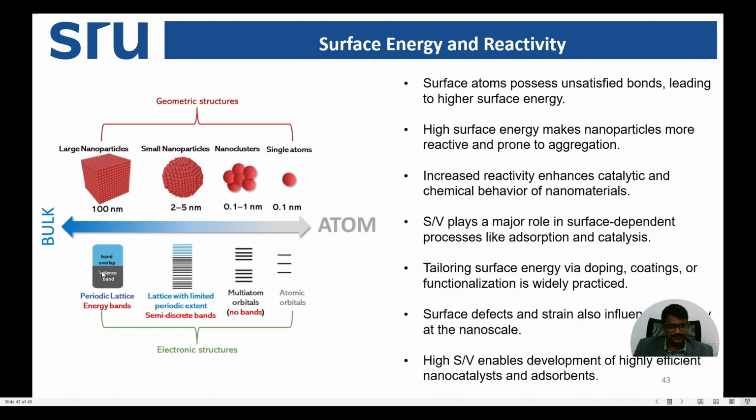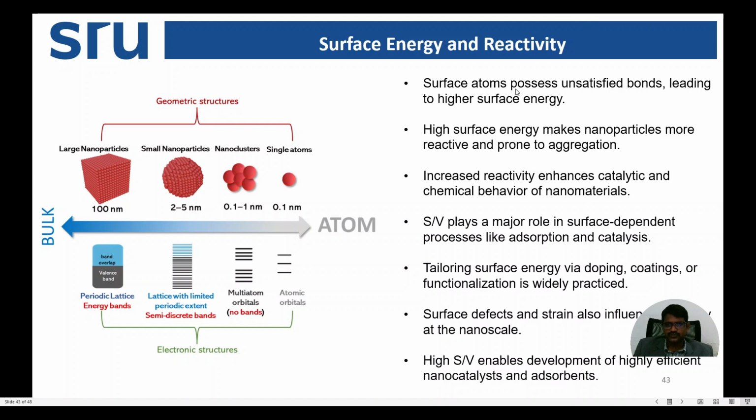So in bulk particles, what is happening? The valence band and the conduction band are a continuous band, right? But when it comes to nanoparticles, there are discrete energy levels, right? And also the band gap will increase when it comes to small nanoparticles, right?